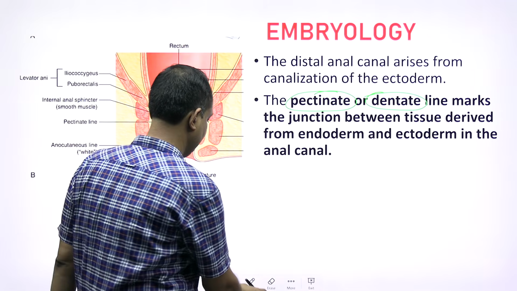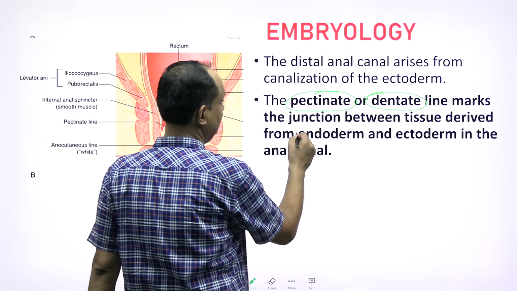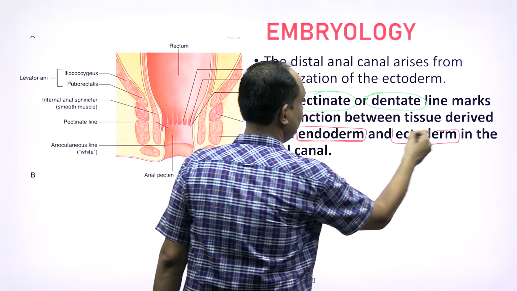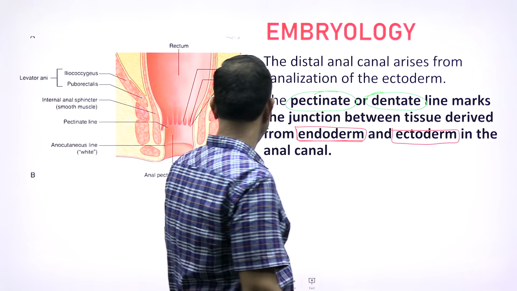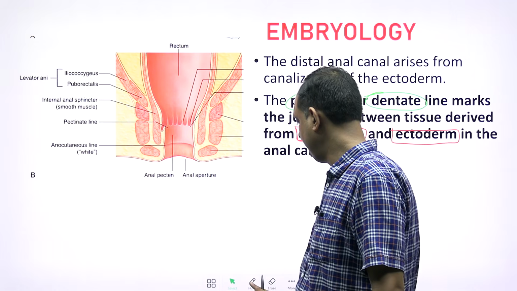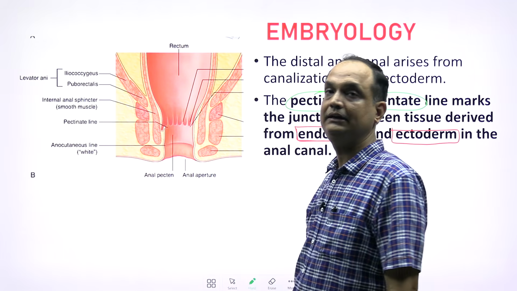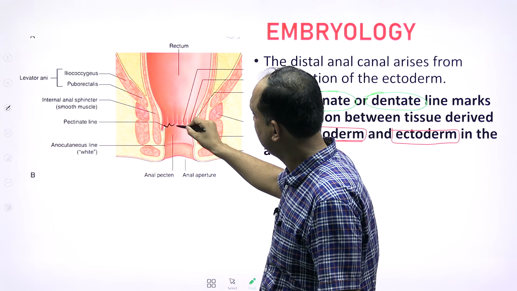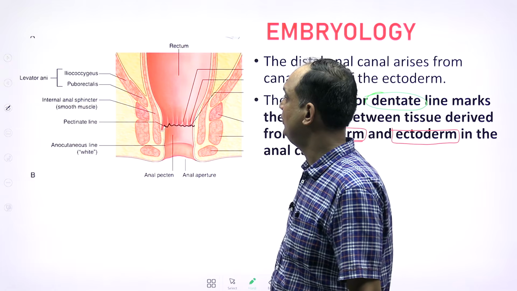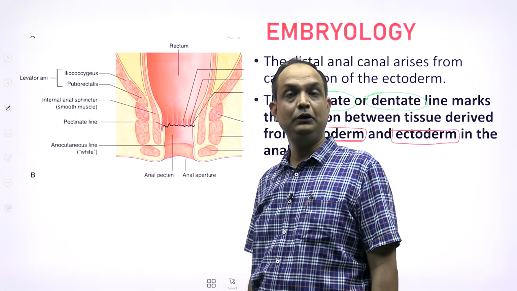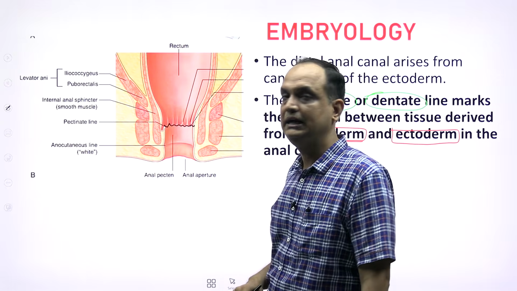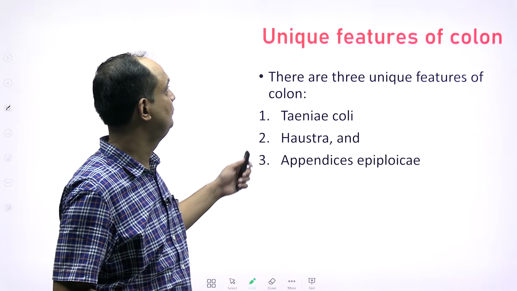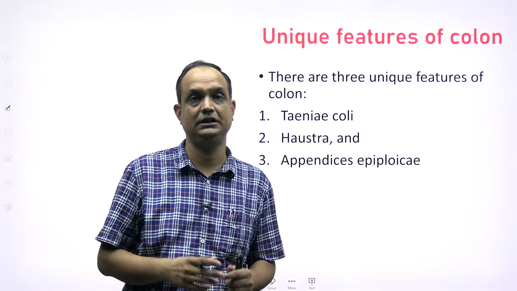As I already told you, the complete development of the anal canal has two sources: the upper part from the endoderm, and the lower part from the ectoderm. In this image, if I have to mark the pectinate or dentate line, this is your line. Above that you have the endoderm derivatives, and below that you have the ectodermal derivatives. Clear?